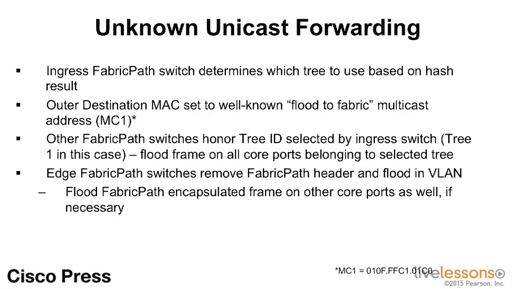Last, how is unknown unicast forwarding accomplished? Again, the ingress FabricPath switch determines which tree to use based on a hash result. The outer destination MAC is set to the well-known flood to fabric multicast address. Other FabricPath switches honor the tree ID selected by the ingress switch. They flood the frame on all core ports belonging to the selected tree. Edge FabricPath switches remove the FabricPath header again and flood that within a VLAN. And then we flood the FabricPath encapsulated frame on other core ports as well, if necessary.